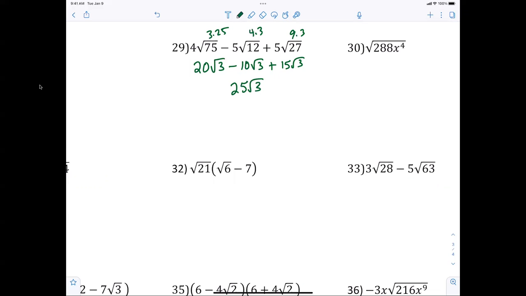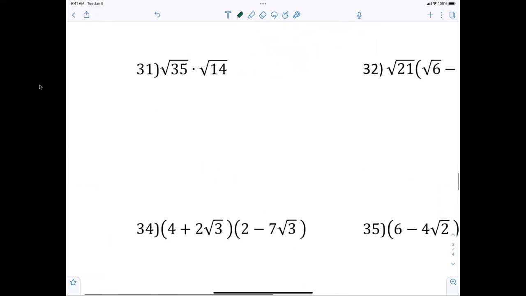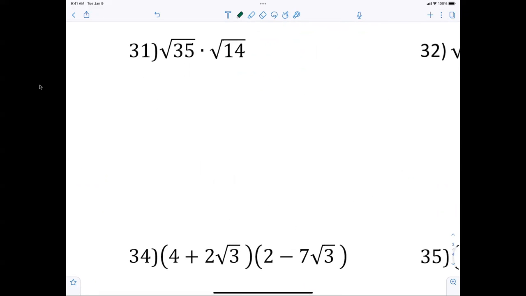Any issues? Let's check out 31. Now remember, these are the ones where I don't want you to multiply 35 times 14. I want you to see what's in here and what's in here. 7. If you need to, you can write 7 times 5, 7 times 2, and then these two 7s come out as a what? 7, and what's left behind? A 10. That's just easy now. You don't want to multiply. The numbers get big and you have to break them down, so break them down at first. Anybody have any issues with that?